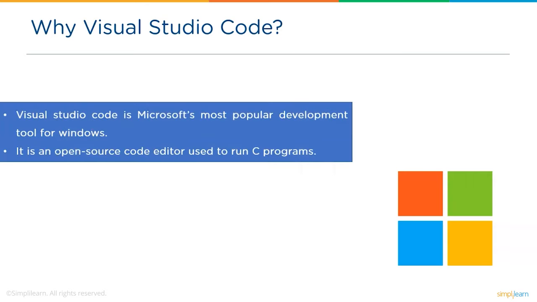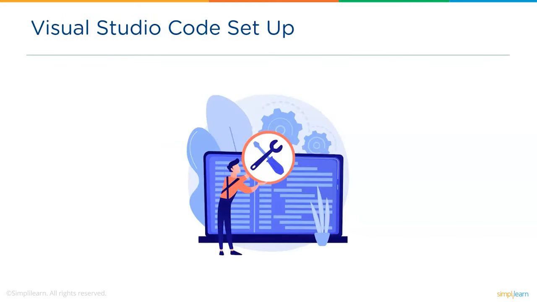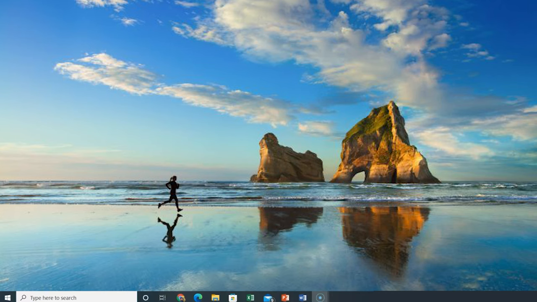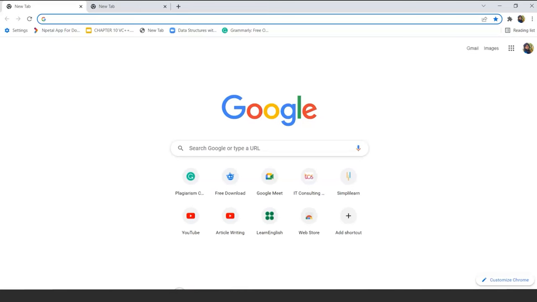Visual Studio Code is Microsoft's most popular development tool for Windows, and it is an open source code editor to run C programs. And it is also used in game development, web development, and many more. So without further ado, let's get started with the installation process. First, let us install MinGW, which compiles C program. To install, let's open Google and search for MinGW C compiler.